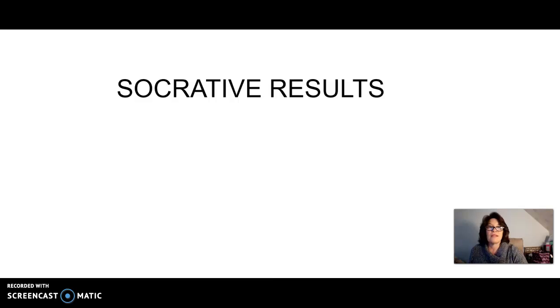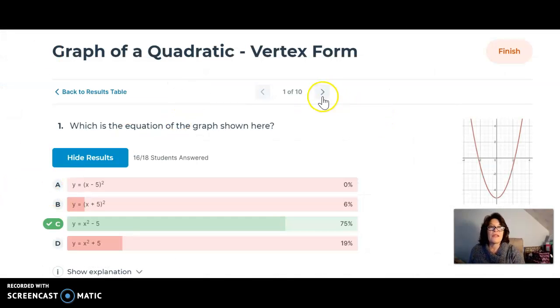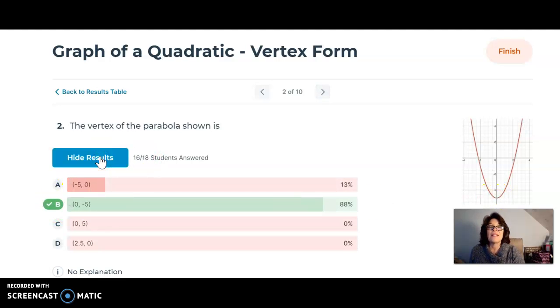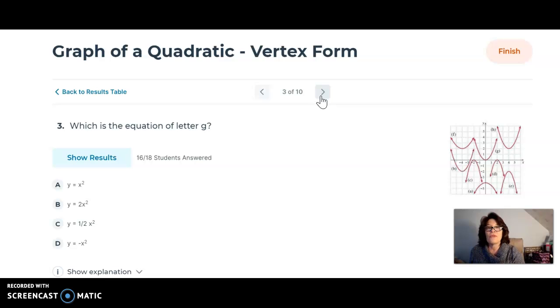Now let's go back to our Socrative results. Here we go. 75% of you got that one right. This one, let's look. What's the vertex here? The vertex is 0, -5. Almost all of you got that right. Some of you got tricked by the multiple choice. Sometimes they make us think it's something that it's not. Sorry about that. Didn't mean to trick you, but let's just concentrate. 0, -5.